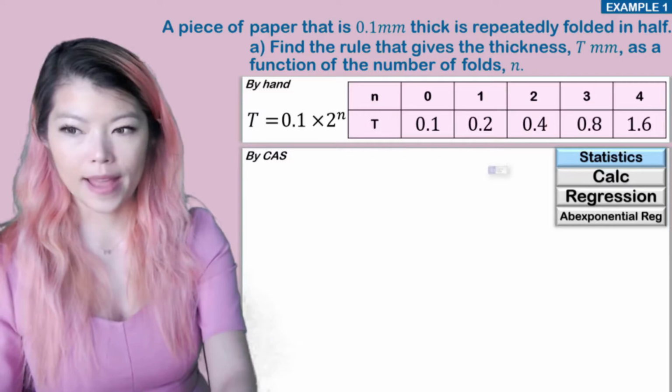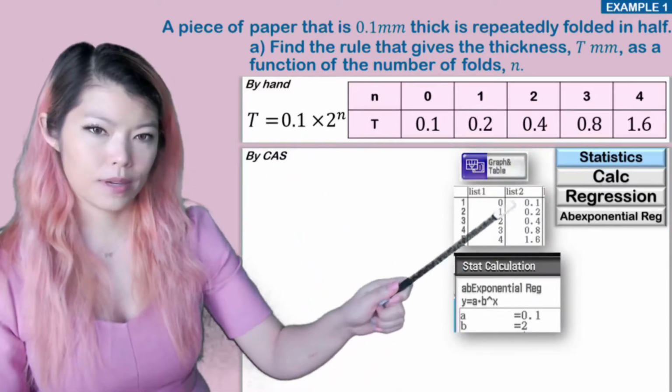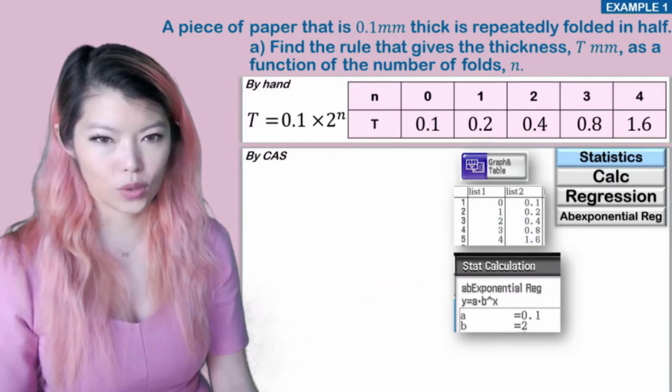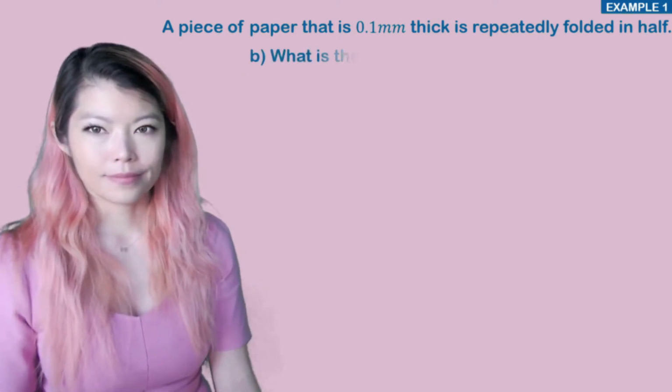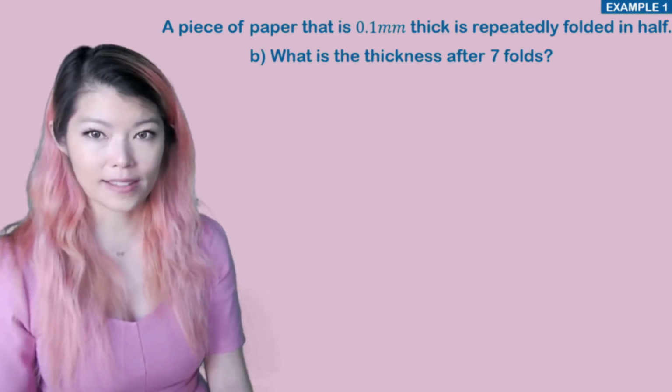So you can do it by hand, working it out on the table, or using the CAS. But you see, you have to work out the Y values for this question anyway. I suggest you try both methods and make sure you're very familiar with the CAS.